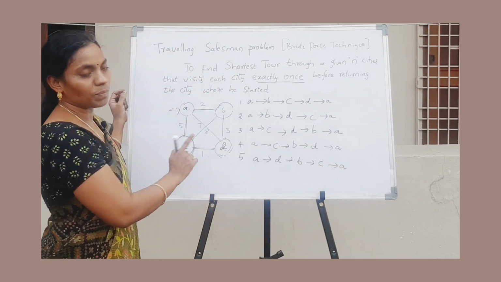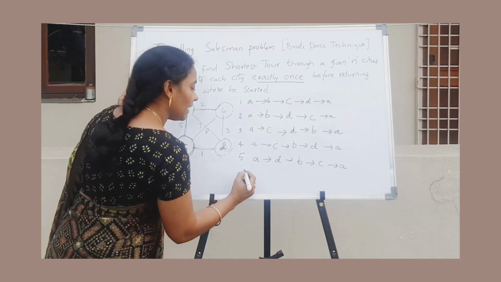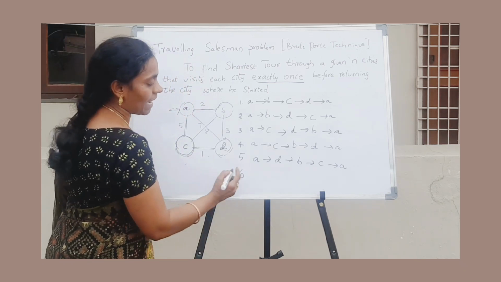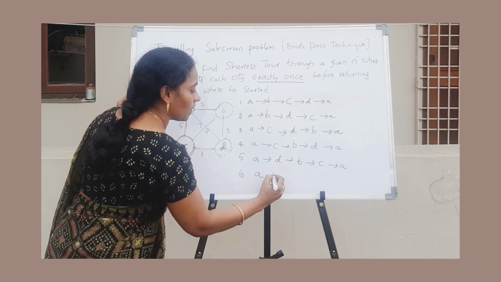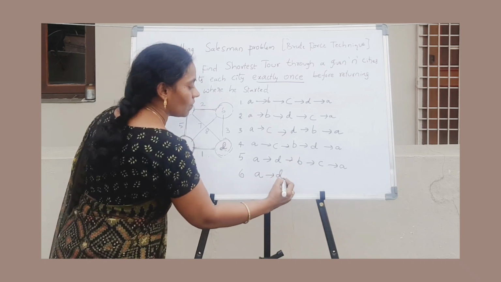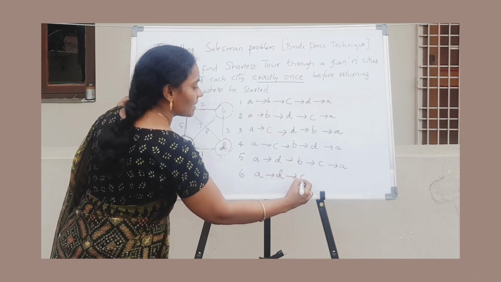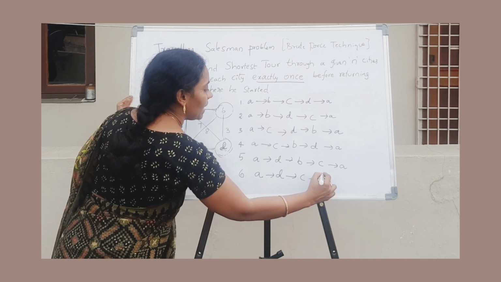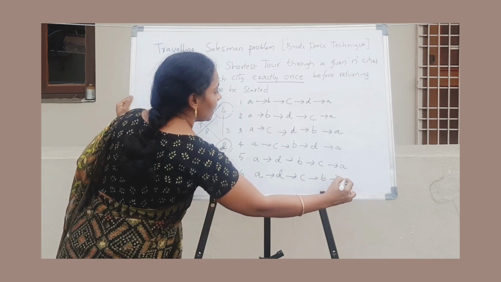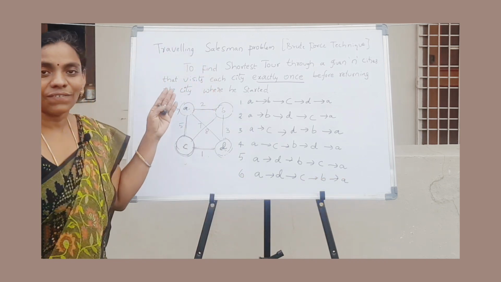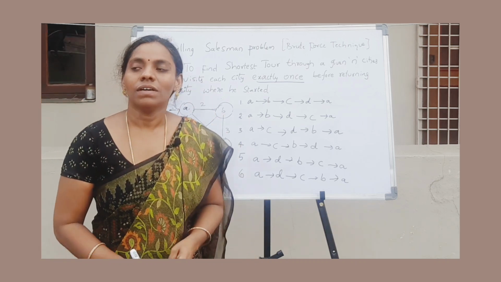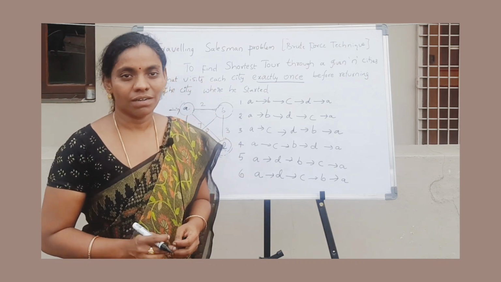This is another possibility we have. And then the last possibility is that he started his journey from A and then he is going to visit city D, from there C, from there B, and then he visits A. So these are different possibilities we have with a traveling salesman problem.